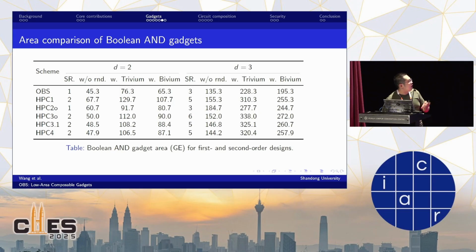We compared with these schemes across first and second order. And we also compared with the randomness and without randomness case. We can see that OBS constantly achieves a lower area and fewer random sources than the HPC variants, delivering up to 20% reduction compared to the smallest HPC 2.0 in total.